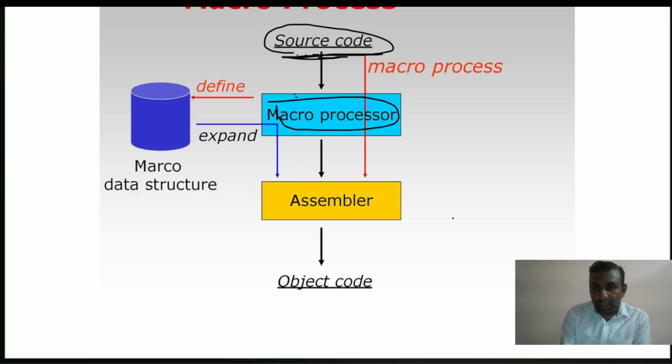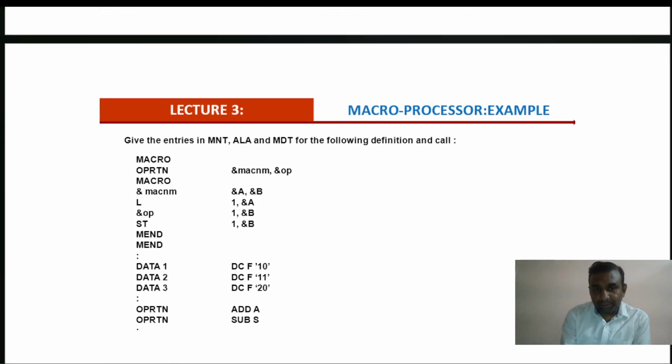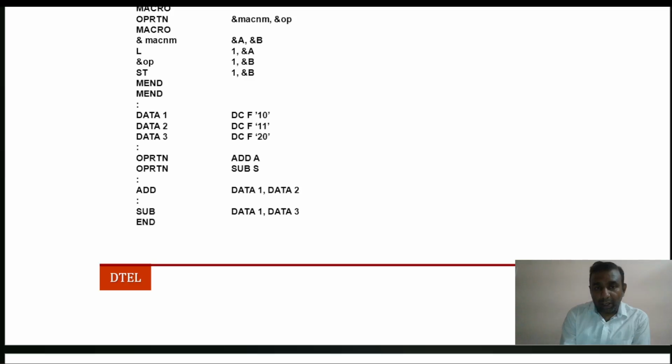Now we will discuss the problems of the macro processor. When your program contains macros, there are multiple examples of macros: macro inside macro, and macro defining the name of another macro. This is the first one. This is the example of a macro defining another macro.